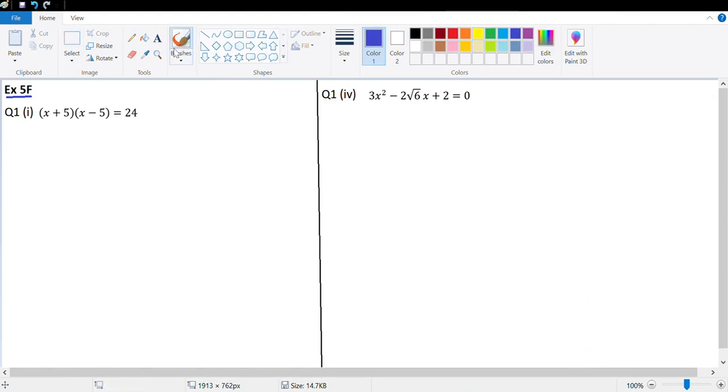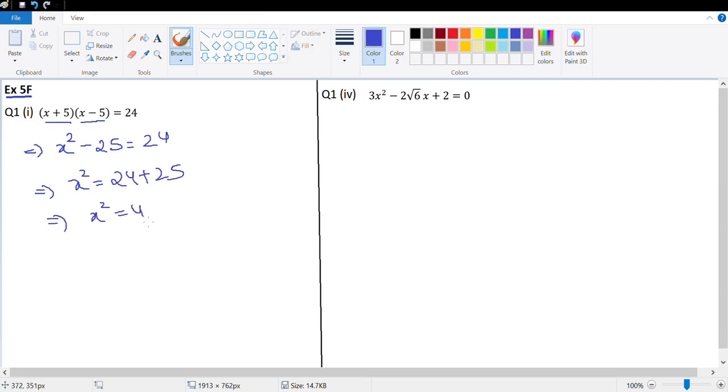So the first one that we're doing is question number 1, part 1. This is of the form x plus y multiplied with x minus y. This gives me x squared minus y squared. In this case, x squared minus 25 is equal to 24. This gives me x squared is equal to 24 plus 25. x squared is equal to 49, which means x is equal to plus minus 7. Very simple one. Let's look at the next one.